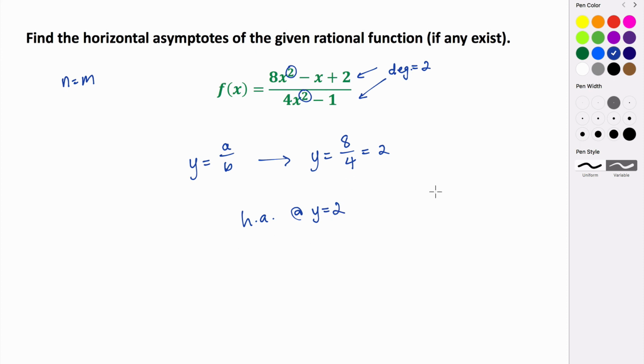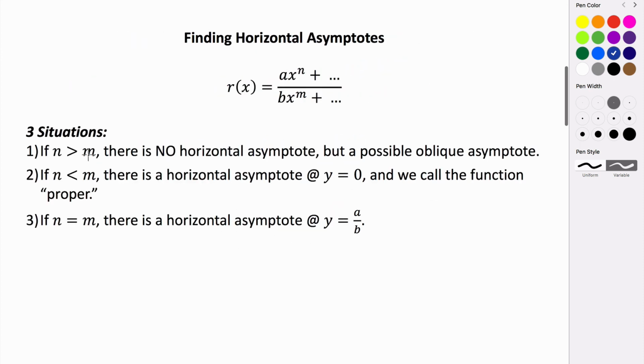Again, a quick refresher. To find horizontal asymptotes, there are three situations. If n is greater than m, there's no horizontal asymptote. If the degree of our numerator is less than m, then there's a horizontal asymptote at y equals 0. And if their degrees are equal, then we take the coefficient of the highest degree term from the numerator and denominator and take their quotient, and that's where our horizontal asymptote will be.